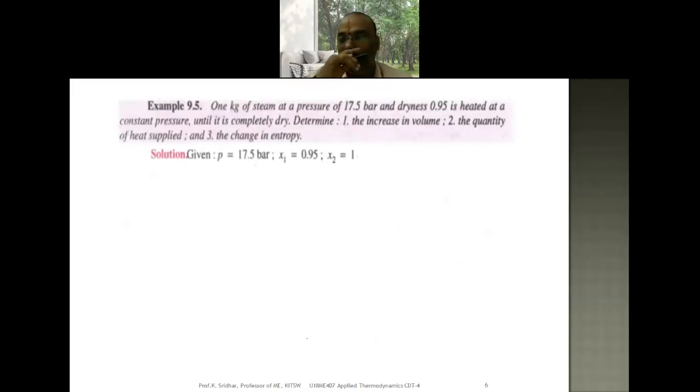Now, based on this constant pressure process, let us solve one problem. It is given 1 kg of steam at a pressure of 17.5 bar. The initial condition is given as 17.5 bar, and the dryness fraction value is also given, so the initial condition is wet steam. It is heated at constant pressure until it is completely dry, that is dry saturated steam, so the x2 value is equivalent to 1. Determine the increase in the volume, the quantity of heat supplied, and the change in the entropy.